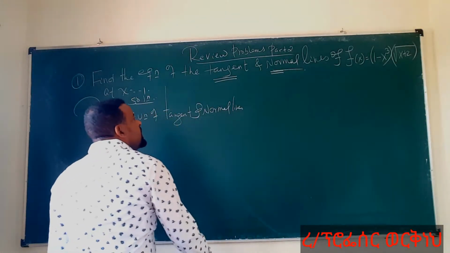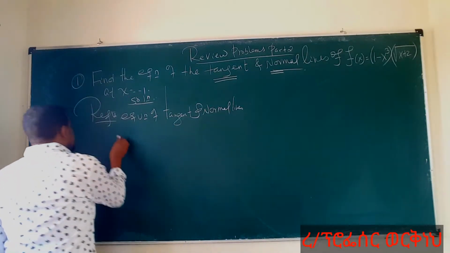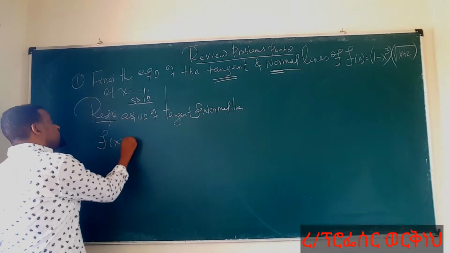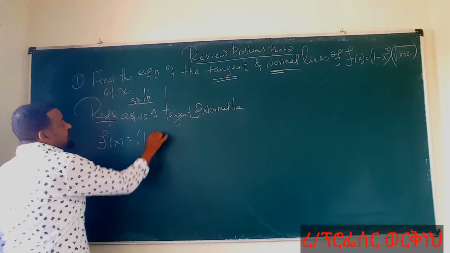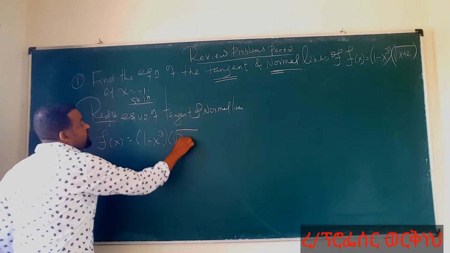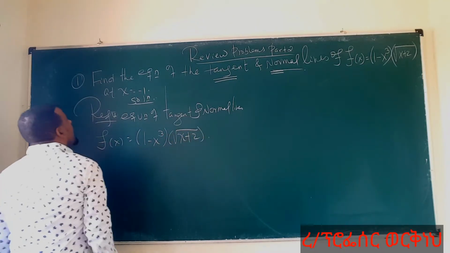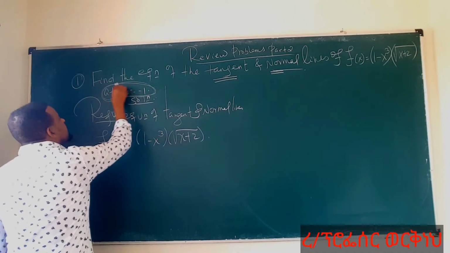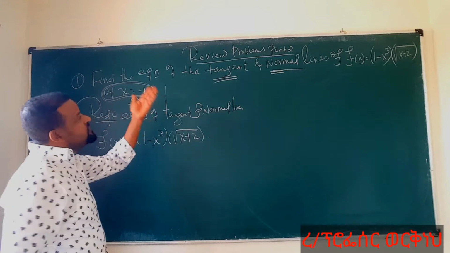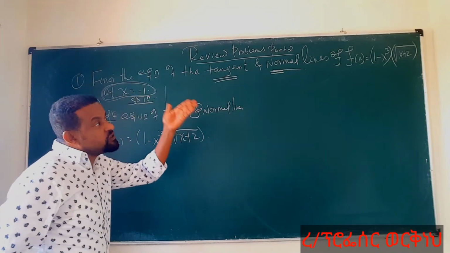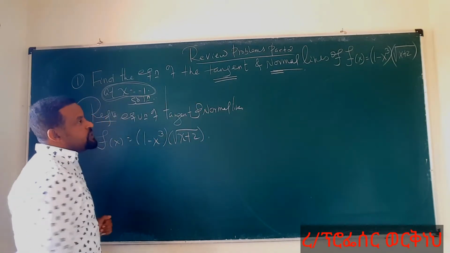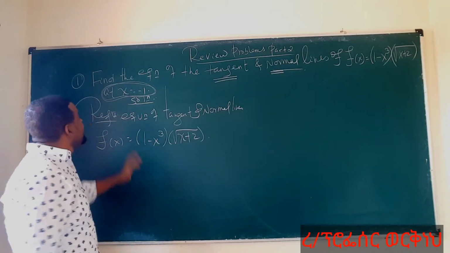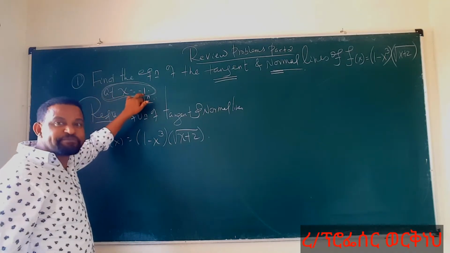Of the function f of x is equal to 1 minus x cubed times radical of x plus 2, at what point? At a point x is equal to -1. So find the equation of the tangent and normal lines of f of x is equal to 1 minus x cubed times radical of x plus 1 at a point x equal to what?